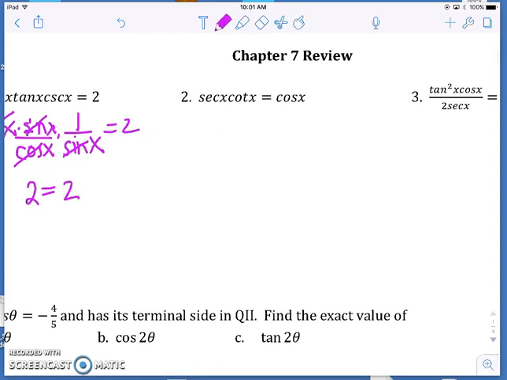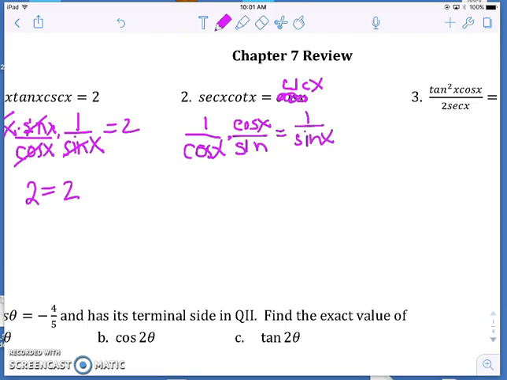The second one here, we have the secant, so that's 1 over the cosine of x, times cotangent, cosine of x over the sine of x. And whoops, this is supposed to be, my bad, the cosecant of x. So this equals 1 over the sine of x. We can see the cosines reduce out, and we have 1 over the sine of x equals 1 over the sine of x.